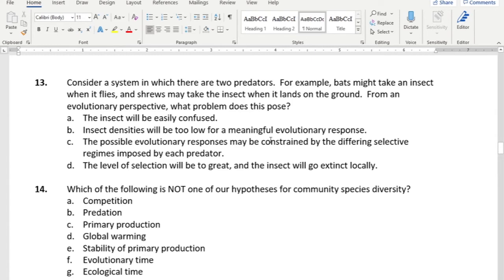The possible evolutionary responses may be constrained by the differing selective regimes imposed by each predator. The correct answer for 13 is number C.